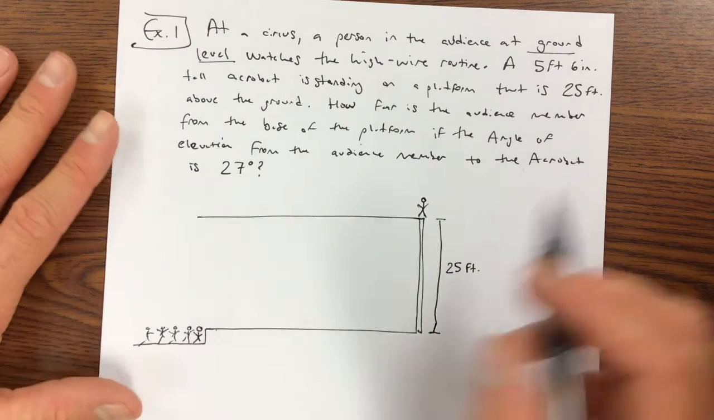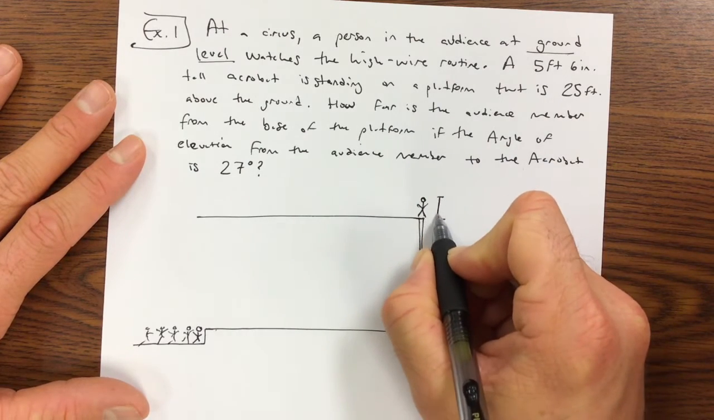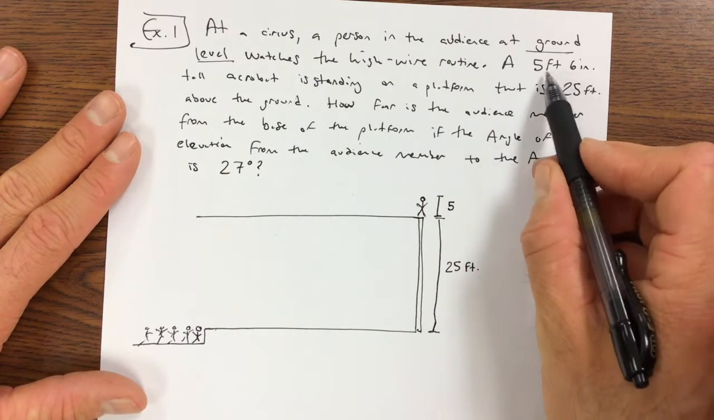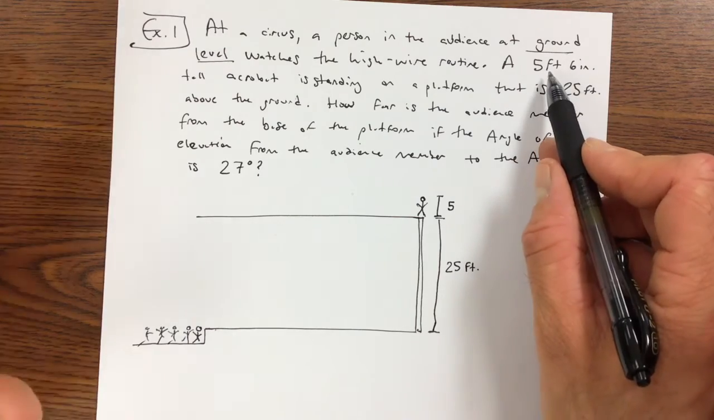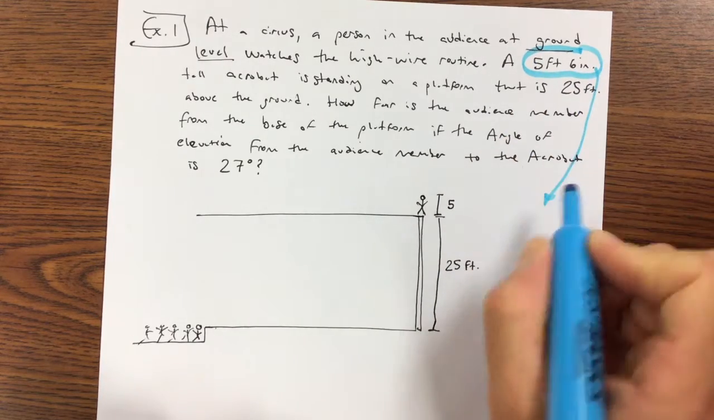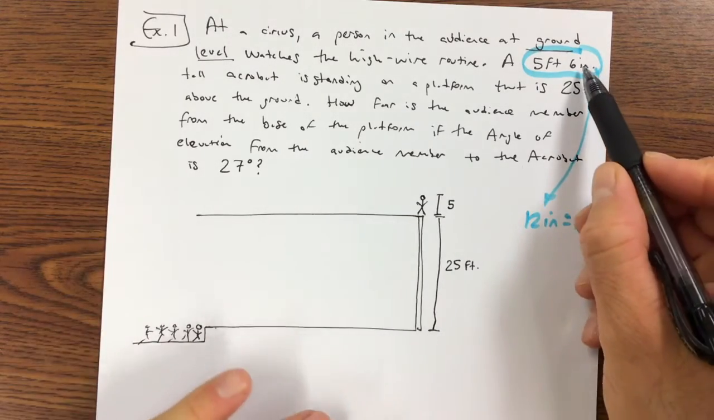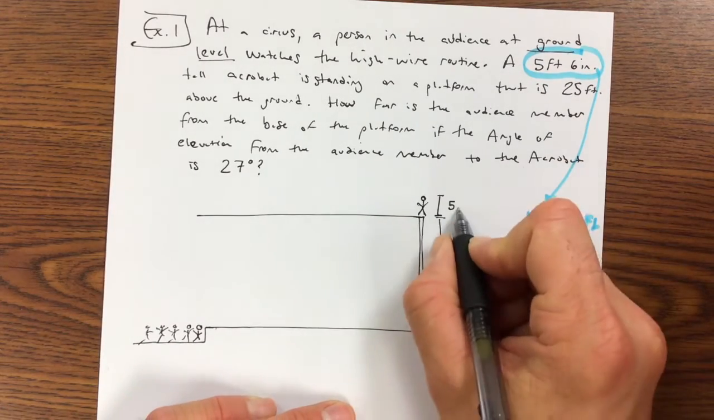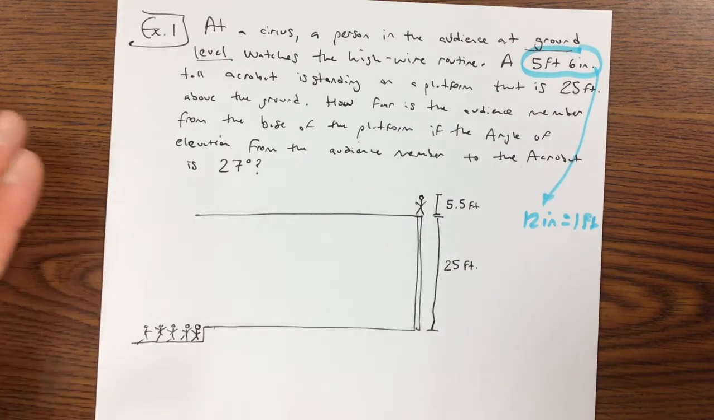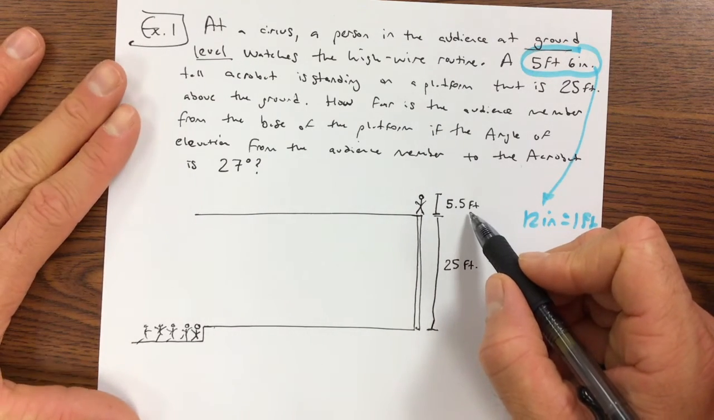And what else do we know? This acrobat is 5 feet 6 inches tall. Now I don't want to use two different types of units. We've got feet here, inches here. Hopefully you know that conversion, because there's 12 inches for every 1 foot. So 6 inches is half a foot, so I'm just going to write that as 5.5 feet. Please don't use multiple units in one problem. It's going to mess up your answer. 25 feet up, and this acrobat's 5.5 feet tall.